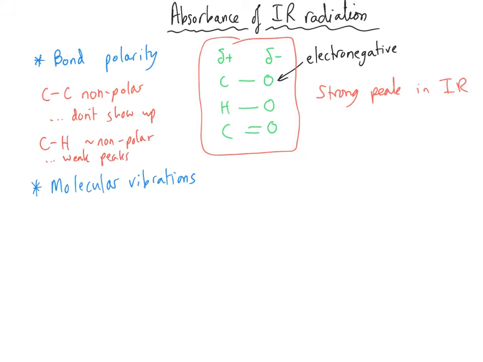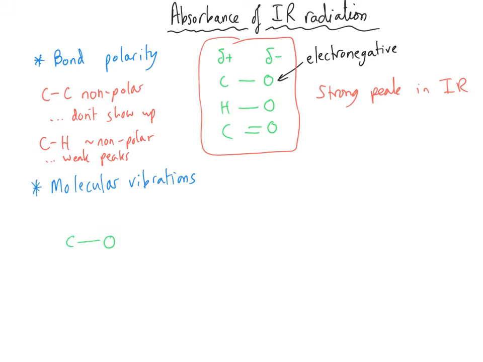And the only reason that sometimes the C to H peak is actually quite big on an infrared spectrum is that there are lots of these bonds. So lots and lots of these weak peaks will add together to give a stronger peak. So that's one aspect of infrared absorption. A polar bond will absorb infrared radiation much better than a non-polar bond.